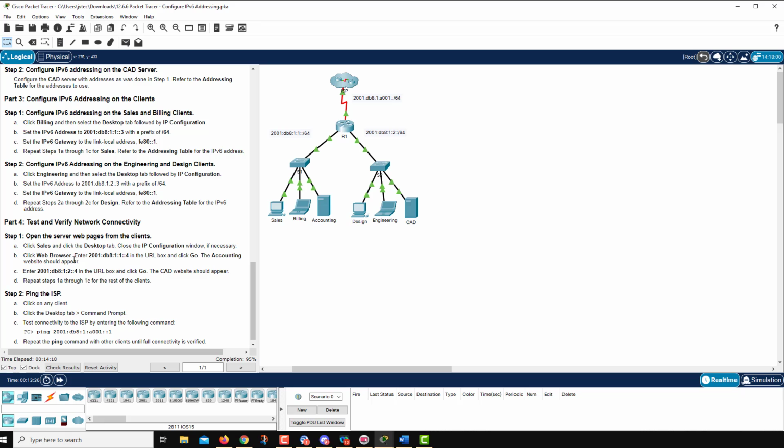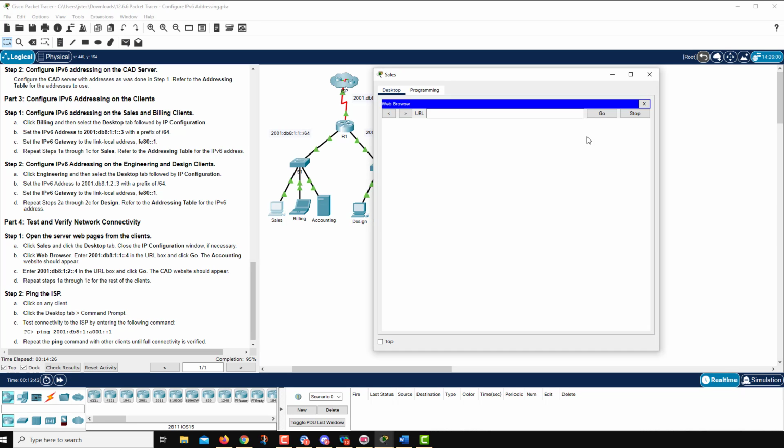Let's see. We're going to click sales, click desktop tab, close the IP config window, and click on the web browser. So let's go to sales, web browser. And here we're going to type in the target 2001:DB8:11::4. Hit enter. We do have access to the accounting server. That's good. Let's see. 2001:DB8:12::4 should take us to the other server. We do have access to the CAD server too.